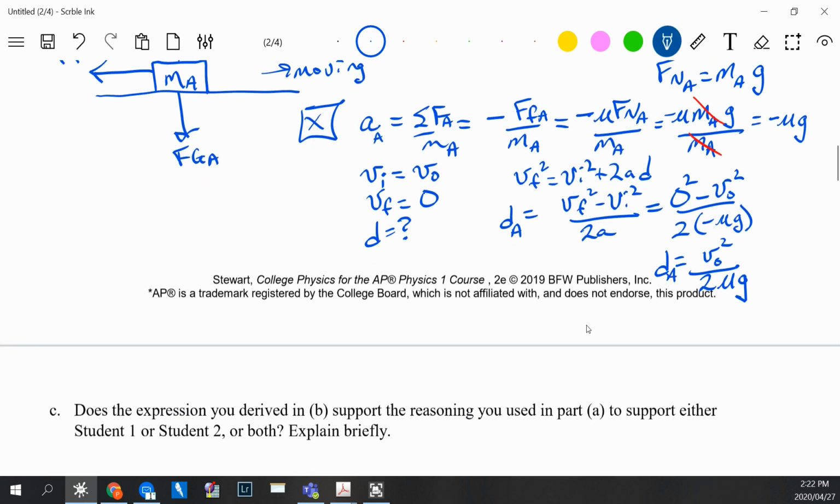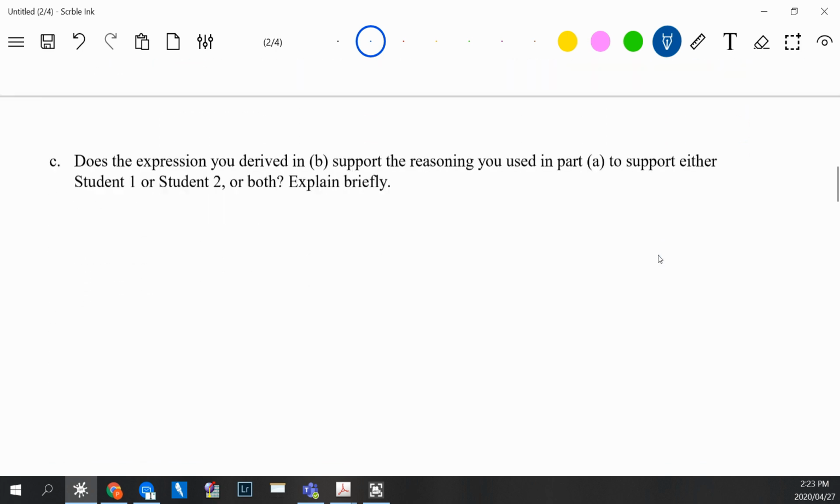But an interesting thing that's going to be relevant right away in part C is to notice that there's nothing on the right side of this equation that is unique to block A. Block B shares the exact same v0, the exact same coefficient mu, and of course is in the environment with the same g value, 9.8 for both. So even though I wrote this up for block A, there's nothing unique to block A. It doesn't really matter that the masses of the two blocks are different. So bear that in mind as I now go into part C.